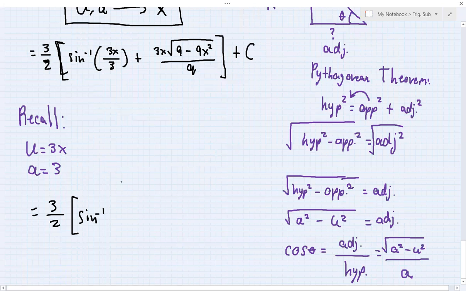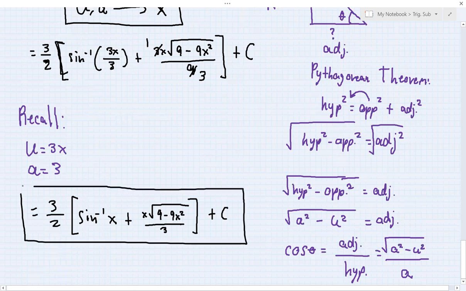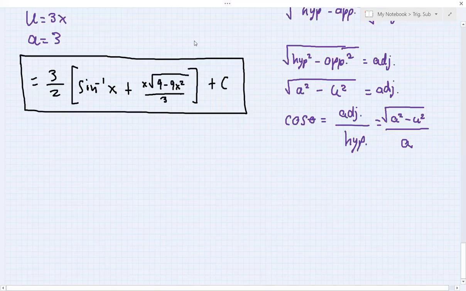So with further simplification, 3 halves times arcsine of 3x over 3 is simply x na lang siya. Plus ito, si 3 at saka si 9 maka-cancel out, kasi 3 and 9 are both divisible by 3. So ito magiging 1, ito ay magiging 3. So this would be x times square root of 9 minus x squared all over 3. Okay. And this is your final answer. If you guys are still not satisfied, gusto nyo pa ng simplification, then no problem.